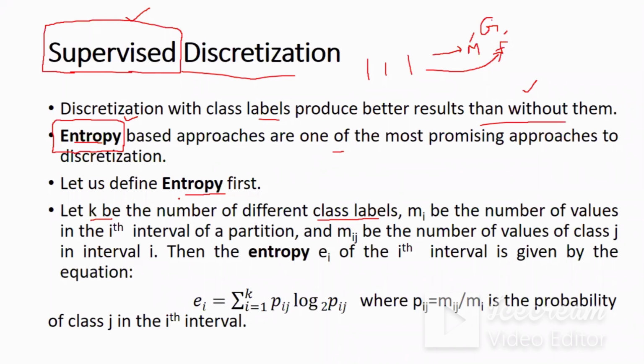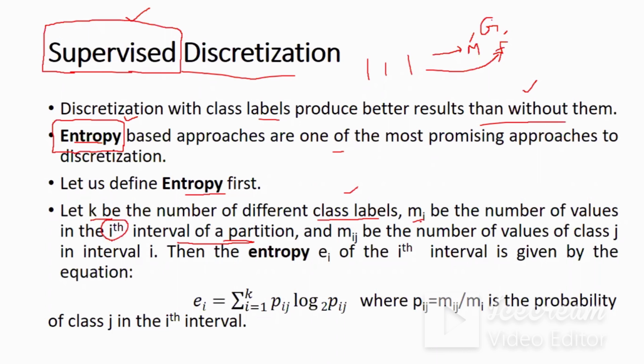So let k be the number of different class labels, and mi be the number of values in the ith interval of a partition. Because what we are trying to do is partition the data set into I partitions.